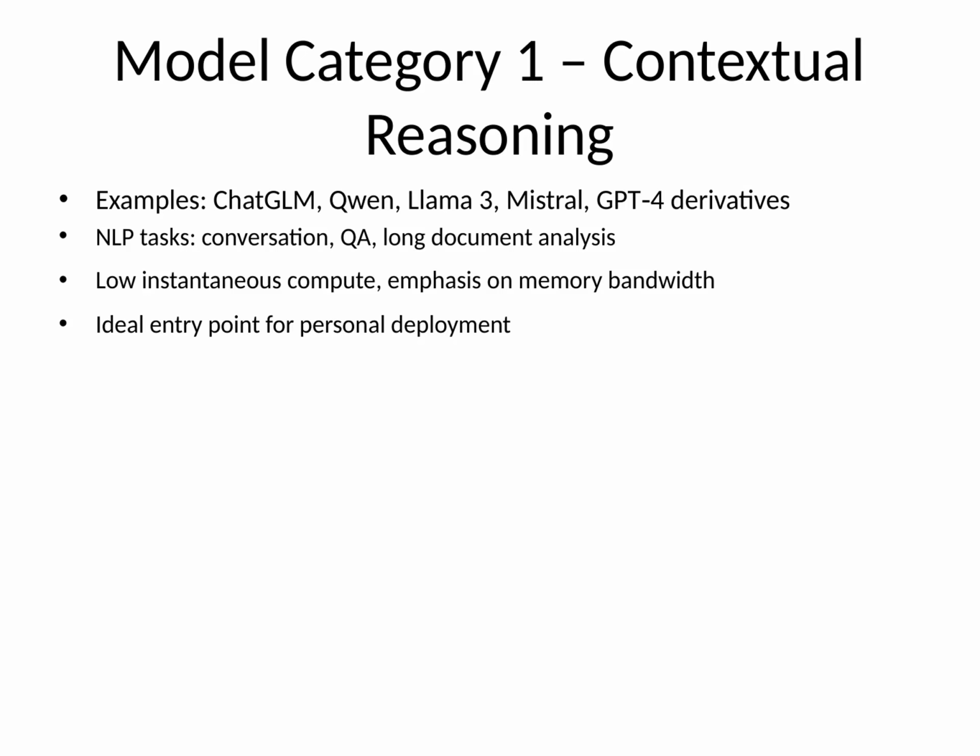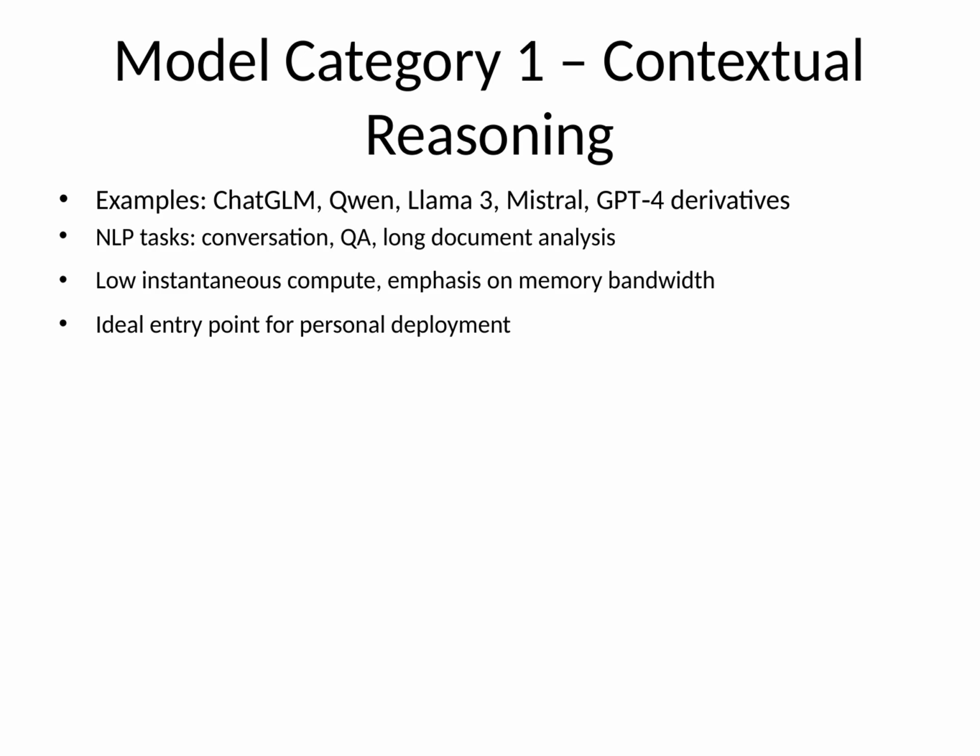The first model category is contextual reasoning models. These are large language models designed for conversation, question answering, summarization, and long document understanding. Examples include well-known domestic and international open models. Their key characteristic is that they are usually used for text-based inference rather than heavy media generation. That means the instantaneous compute requirement is relatively moderate, but memory bandwidth and capacity are important. These models process tokens sequentially, so system memory and VRAM size often matter more than raw peak TFLOPS.